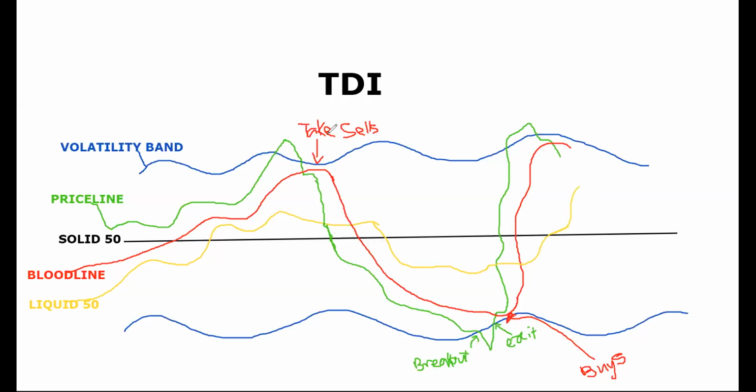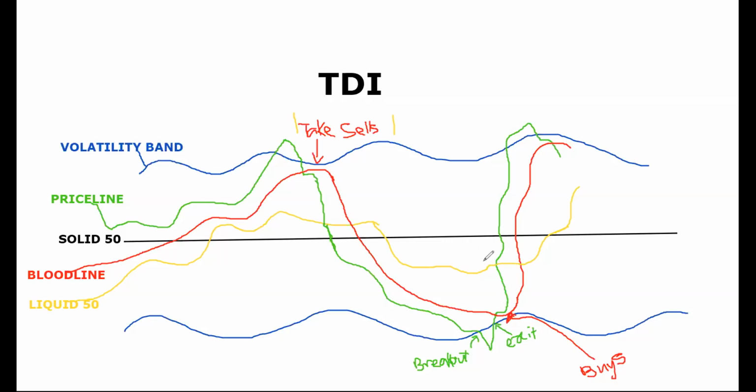So your sell starts from here. Your exit is when price line enters back. Your buy trades is when price line goes above black line. You see? So you exit when the green touches the blue and enters back in. You enter buys when red goes below the green and gives you that small W pattern. Your TPs are always liquid 50, solid 50. That's just it.